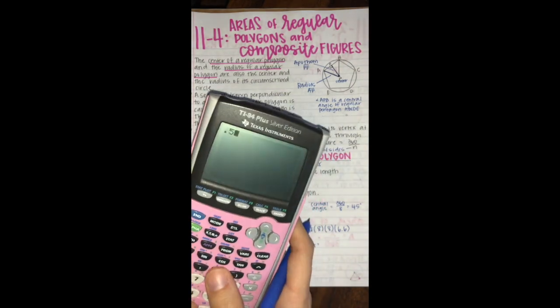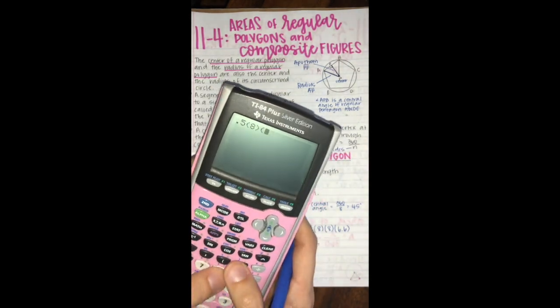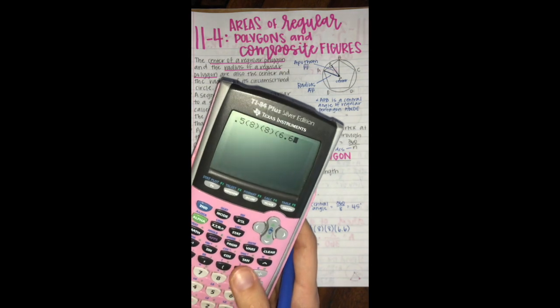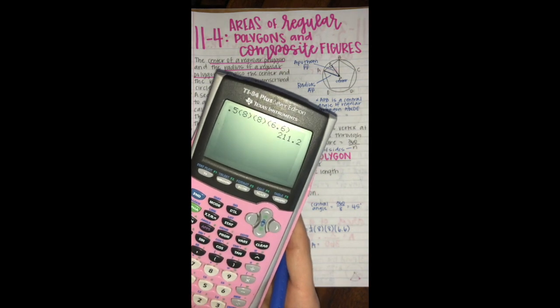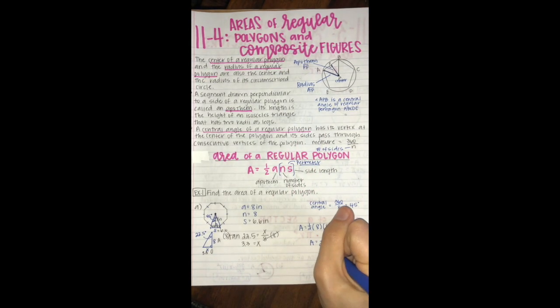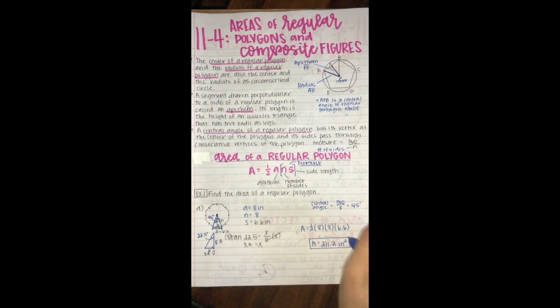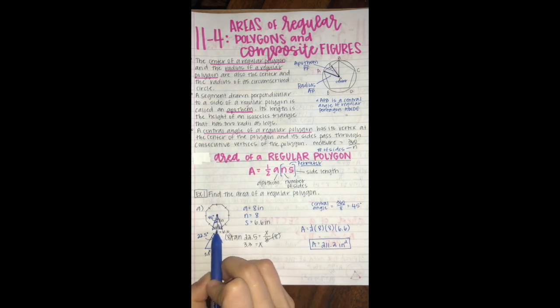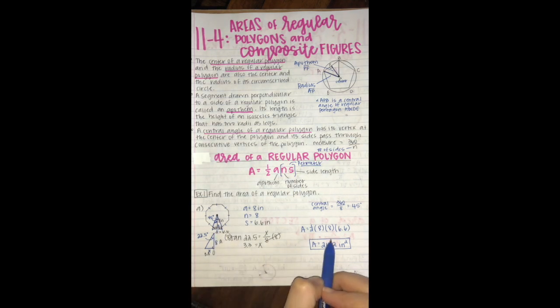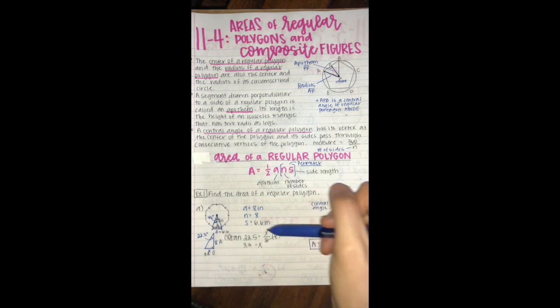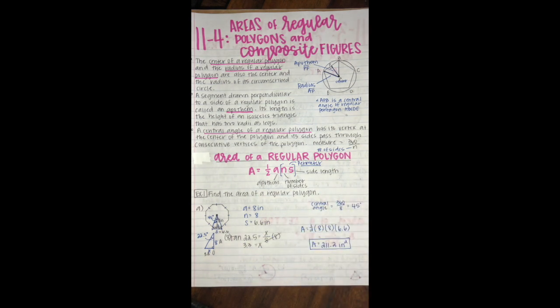So 1/2 or 0.5 times 8 times 8 times 6.6, and we get 211.2. And our units are inches. Since it's area, it will be squared. So the area of this octagon is 211.2 inches squared. And rounding could be off. Remember, I rounded at 1 decimal place here, so it could be you're a little bit off when you do this. It's okay, just make sure you're showing your work so I can look for where you rounded to make sure and give you full credit.